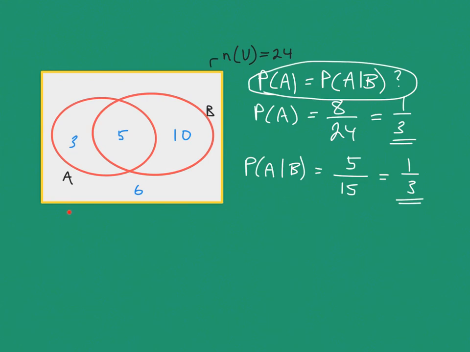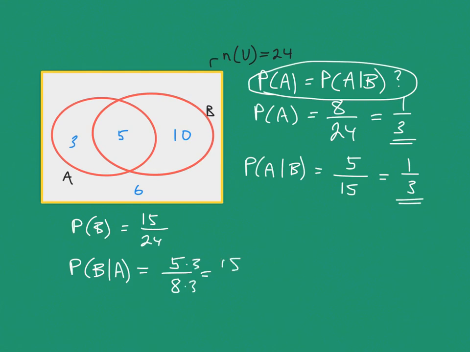We could go the other way as well to double check. Okay, the probability of B is 15 out of 24. And the conditional probability of B, given that event A happens. So we pretend that A is the universal set. We have 8 elements. And how many of these are also B's? Well, 5. And if I multiply by 3 on both sides, up and down, we get 15 24ths. So this probability is also the same. So A and B are independent events.